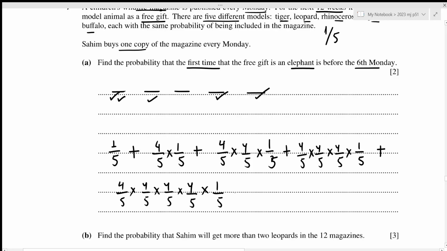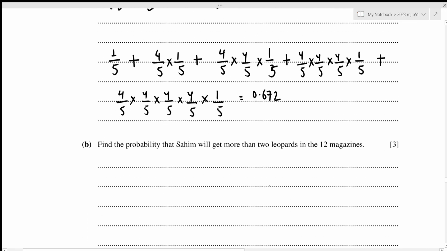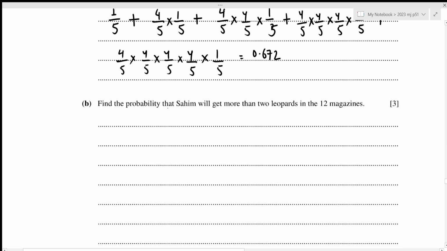So we add up these probabilities and get the value of 0.672. That's all for the first part. Now for the second one, we need to find the probability that Sahim will get more than 2 leopards in the 12 magazines. This can be considered as a binomial distribution because the total number of weeks we have is 12 and we're considering the probability of getting leopards. So that's 1 by 5.